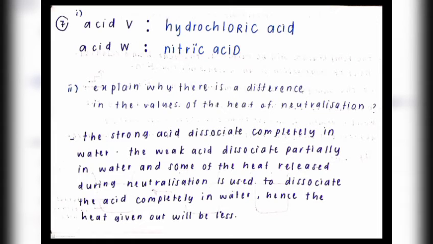Roman 2 question, explain why there is a difference in the value of heat of neutralization. Strong acid dissociates completely in water, while weak acid dissociates partially in water, and some of the heat released during the neutralization is used to dissociate the acid completely in water, hence the heat given out is less.